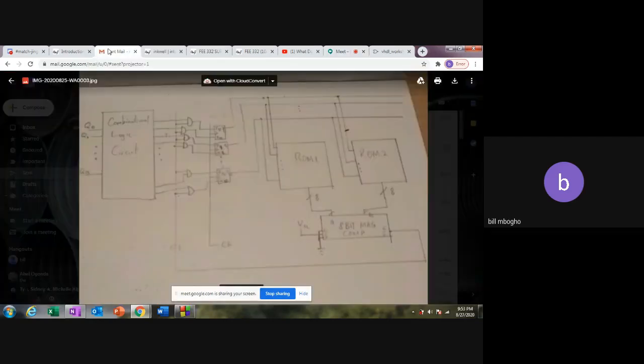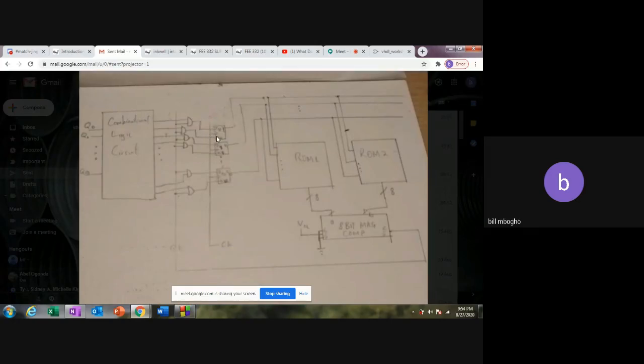Maybe I should explain again. There are two possibilities: either the values are equal or the values are not equal. If the values are equal, then the equal output of this will be high. If the values are not equal, then the equal output of this will be low. If it is high, then the result from the combinational logic circuit will just get to the JK flip-flop straight. If it is low, then we are going to have zeros as the inputs to the JK flip-flops, which means we are going to remain at the same state.